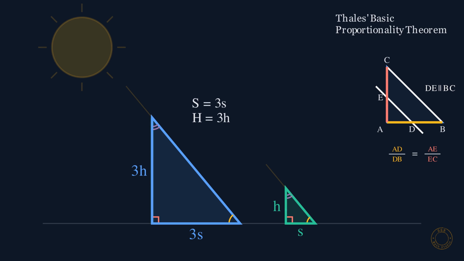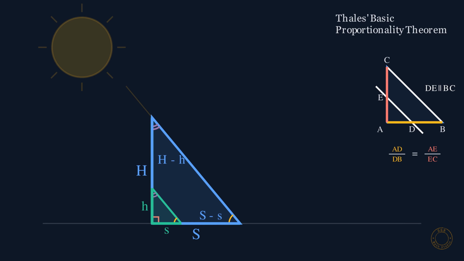In our shadow problem, we can construct a congruent copy of the small triangle inside the large triangle with the slanted sides parallel. Its shadow is still S, and its height is still H. The remaining parts are S minus S and H minus H. Now the proportionality theorem applies. Then, with a little algebra, we get the useful result. The shadow ratio and the height ratio are the same. So if we can measure the stick's height, the shadows of the stick, and the pole, then we can determine the height of the pole.